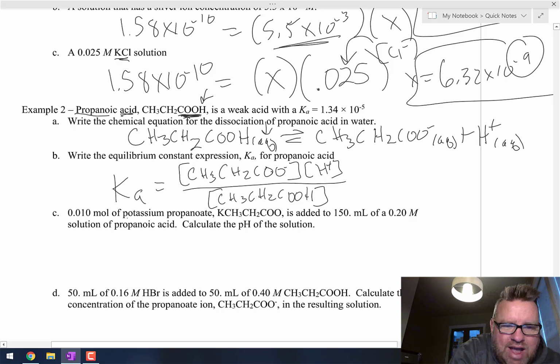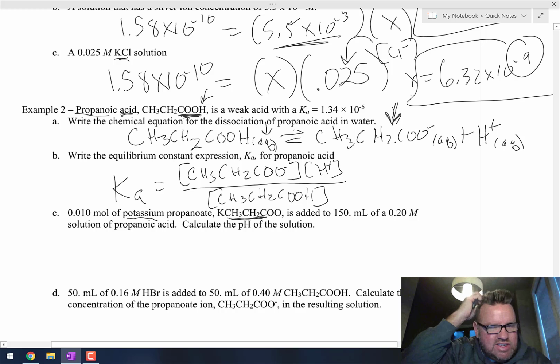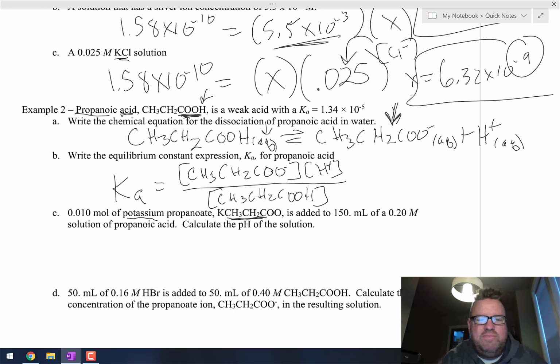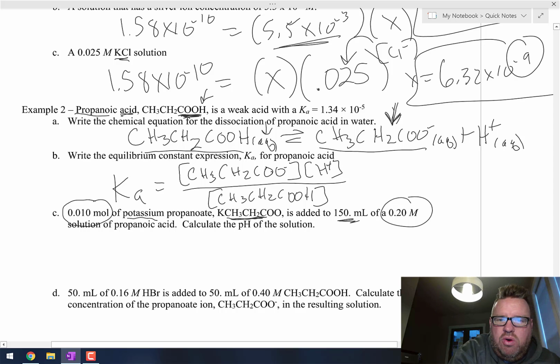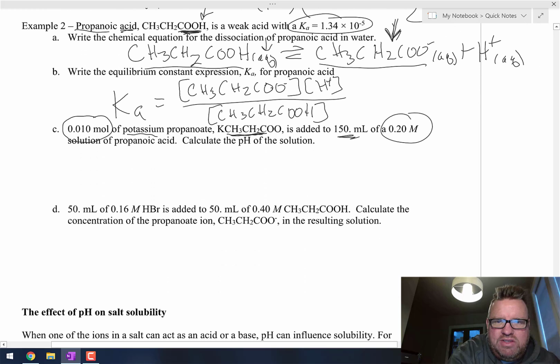So again, potassium propanoate means you're adding some of that conjugate base. Oh, this is a common ion situation. Again, it's going to cause that reaction to shift back to the left. Okay, so the concentration of the acid is 0.20. The concentration of the propanoate ion, we don't know, but we do know the moles and we know the volume. Okay, so the Ka is 1.34 times 10 to the minus 5th.